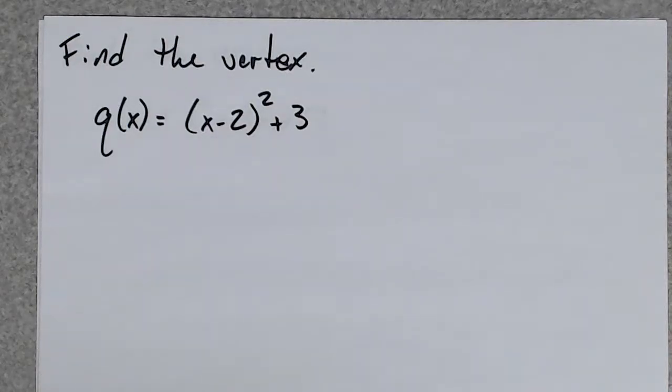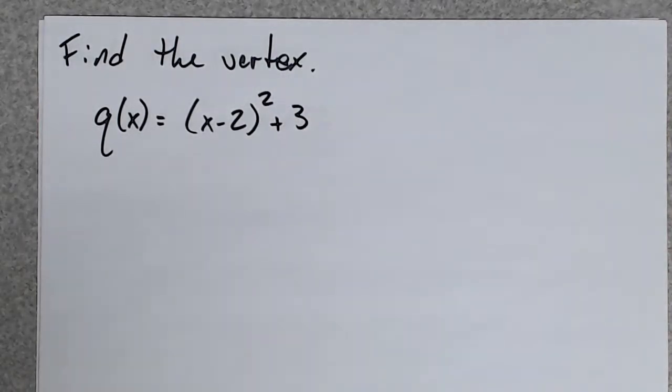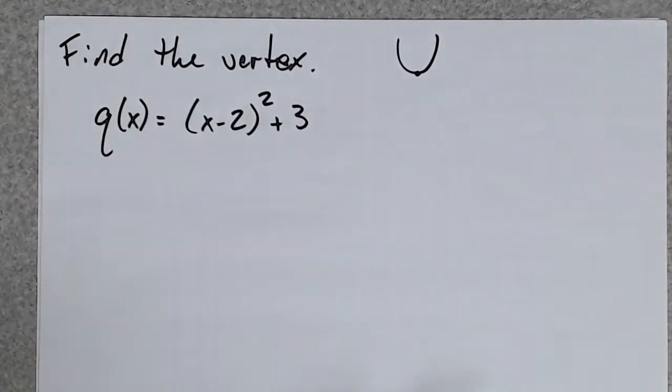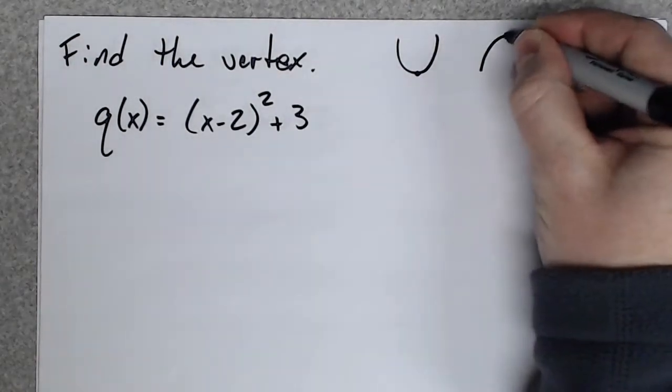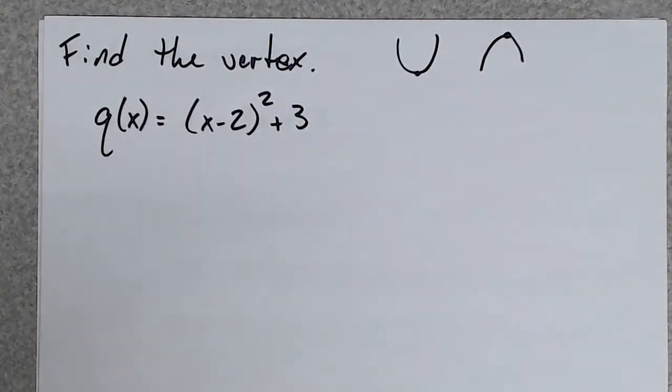So for this homework set, you're tasked with finding the vertex of a quadratic function. All these quadratics look like parabolas, and a vertex is going to be the very lowest point of the parabola. Remember, a parabola looks like that. We're trying to find that very lowest point, the very bottom, or the very top, depending on if the parabola opens upward or downward.